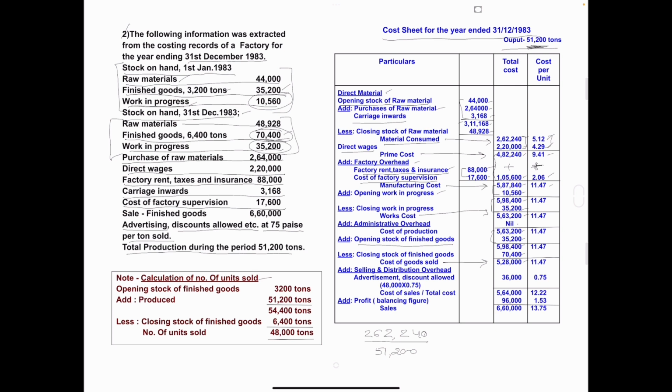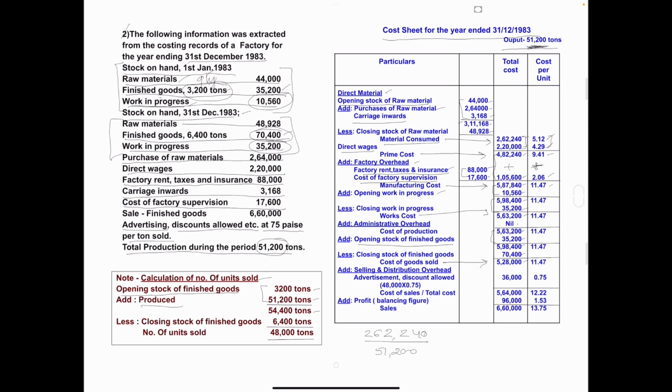First, to calculate the number of units sold, we have to take the opening stock of finished goods. See the quantity, not the amount. This is the quantity, 3,200 tons. Add produced. During this year they have produced 51,200 tons. Add these two amounts, 3,200 plus 51,200, and the total is 54,400.